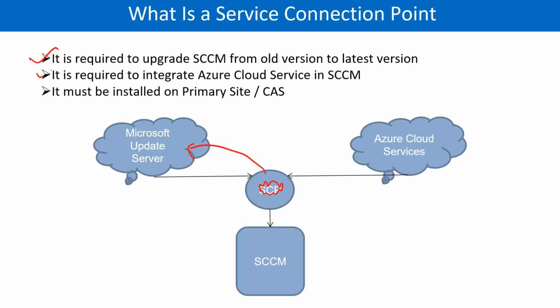The second role of this is to integrate Azure Cloud Services in SCCM. Suppose SCCM needs to communicate to Azure Active Directory or Cloud Management Gateway or co-management. It will not be able to talk to Azure directly. It will always communicate through the Service Connection Point. Service Connection Point will help to integrate Azure Cloud Services into SCCM.